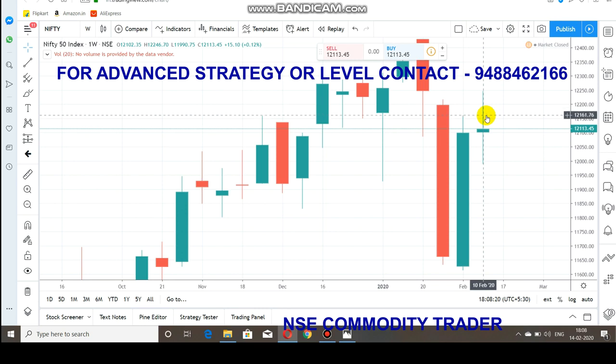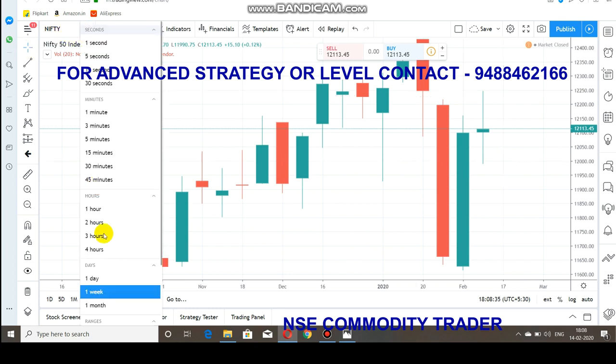In the weekly candle it looked like a doji. It formed an upper resistance of 12,250 and on the lower side 12,000. So 12,000 is going to be the major support level for the coming week also. Let's come back to the day candle.